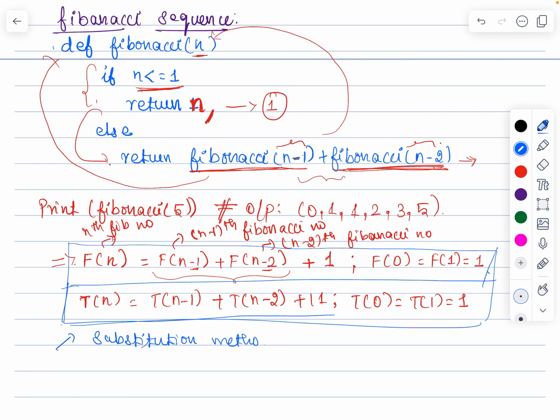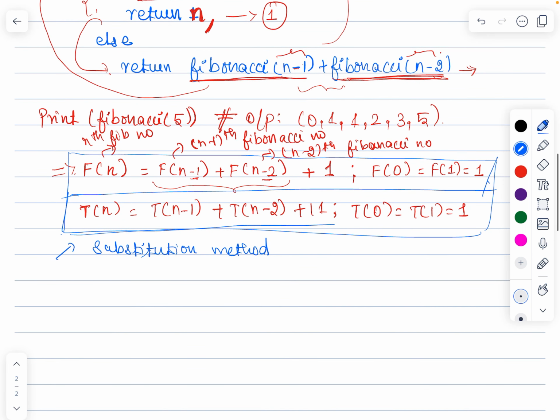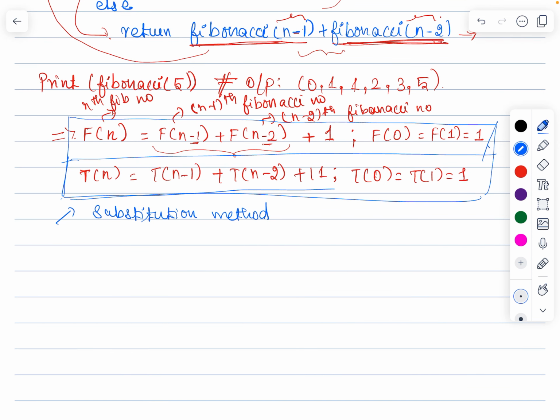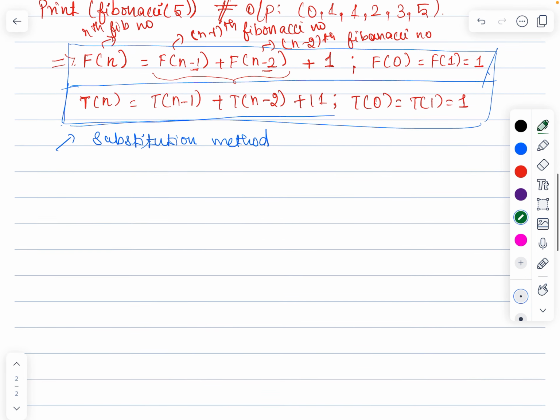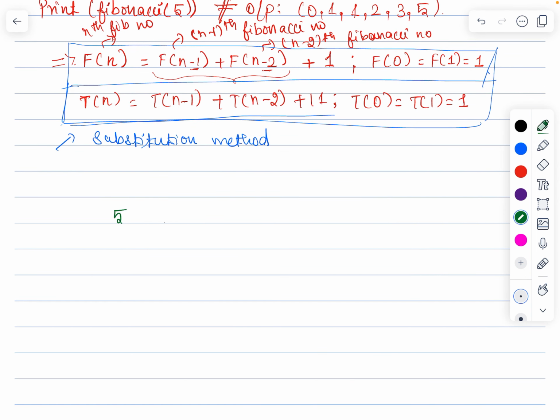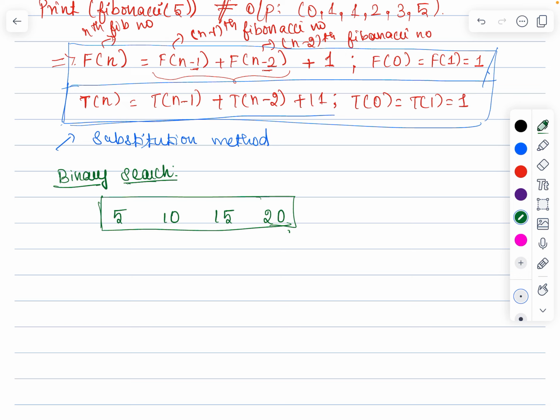Okay. Now the next type is the recurrence relation where the dividing function is involved. Let's take binary search, for example 5, 10, 15, 20. This is the example. Usually in binary search we write the key element. For example, the key element 15 I want to identify.